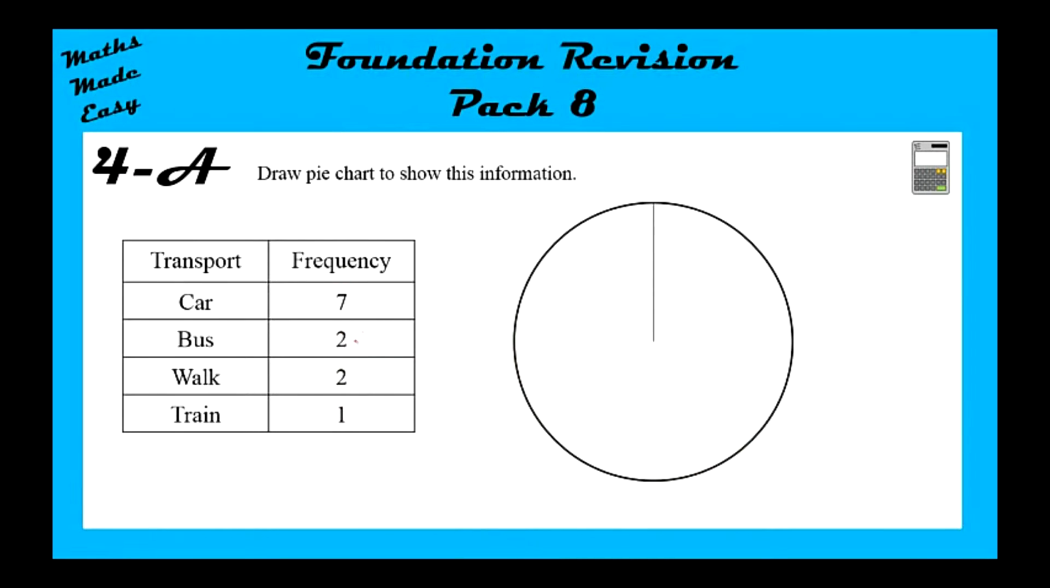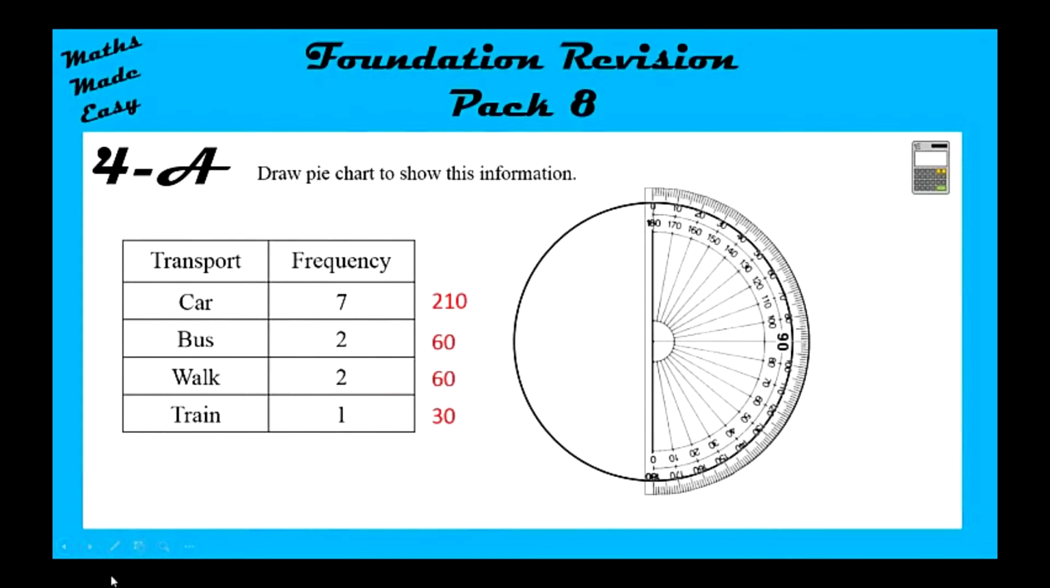For this one, we're asked to draw a pie chart. The first thing you do is add up these frequencies here. 7 add 2 add 2 add 1 is 12. And then you do 360, that's how many degrees in the circle, divide by 12, gives you 30. So each person, or each one of these frequencies, represents 30 degrees. So if we multiply all of those by 30, you'll get the following numbers: 210, 60, 60, and then 30.